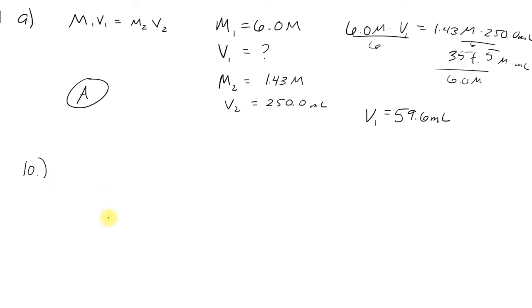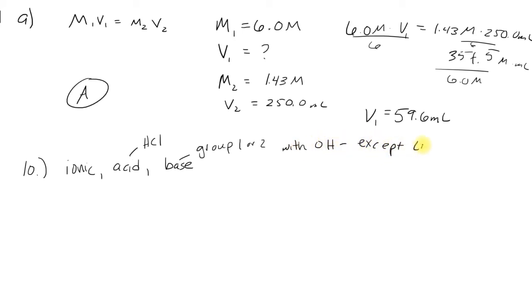Question 10. Which of the following will dissolve in water and create a strong electrolyte? Okay, so this is like the lab. Strong electrolytes are ionic salts that dissolve, acids and bases. There's only a few select strong acids. The one that we had in lab was HCl. Bases are strong if it's from group 1 or 2 and has an OH. There's only one exception. Lithium hydroxide is a weak electrolyte, not a strong one. But the rest of them are all strong.